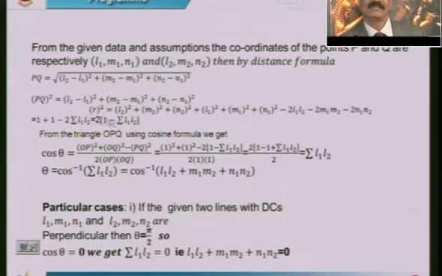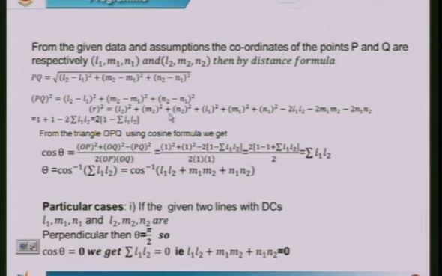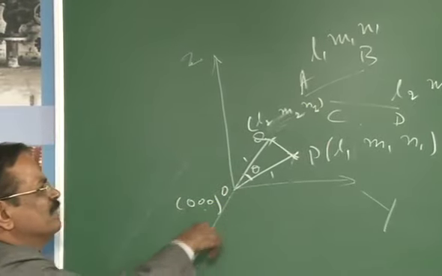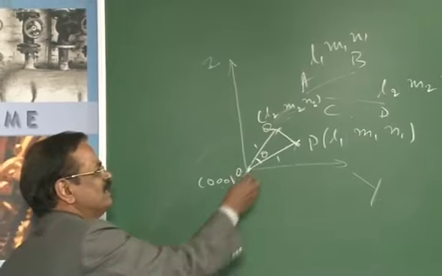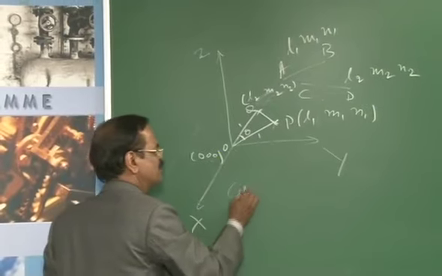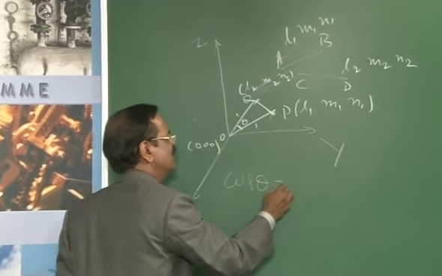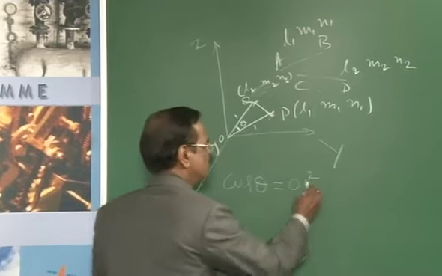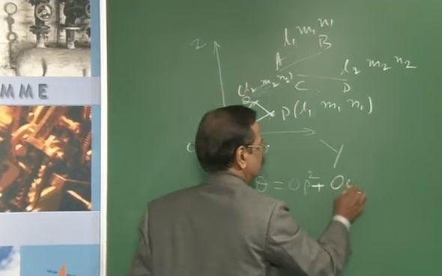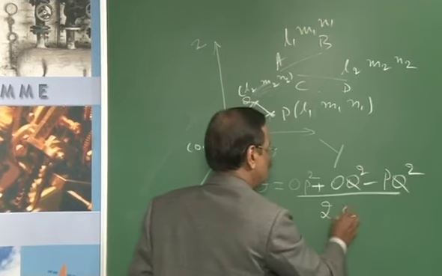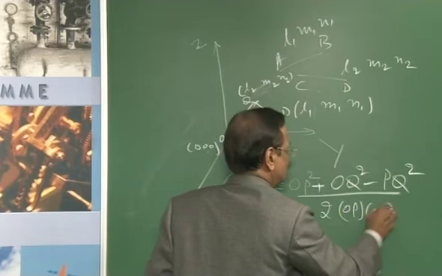Once you get PQ square, see from the triangle OPQ in this figure, I am going to calculate this angle theta. It is the cosine formula. Cosine of this angle is going to be OP square plus OQ square minus PQ square, divided by twice OP into OQ. This is what the cosine formula says.